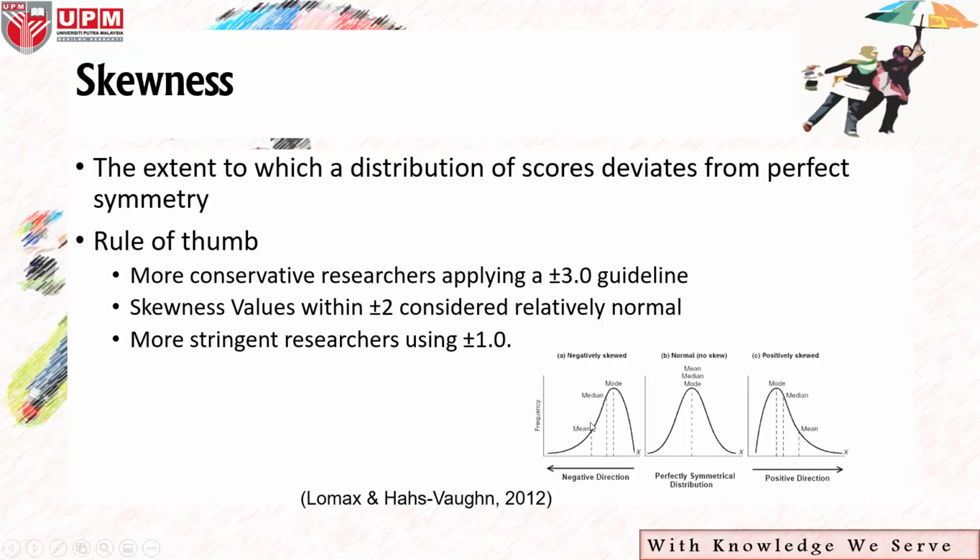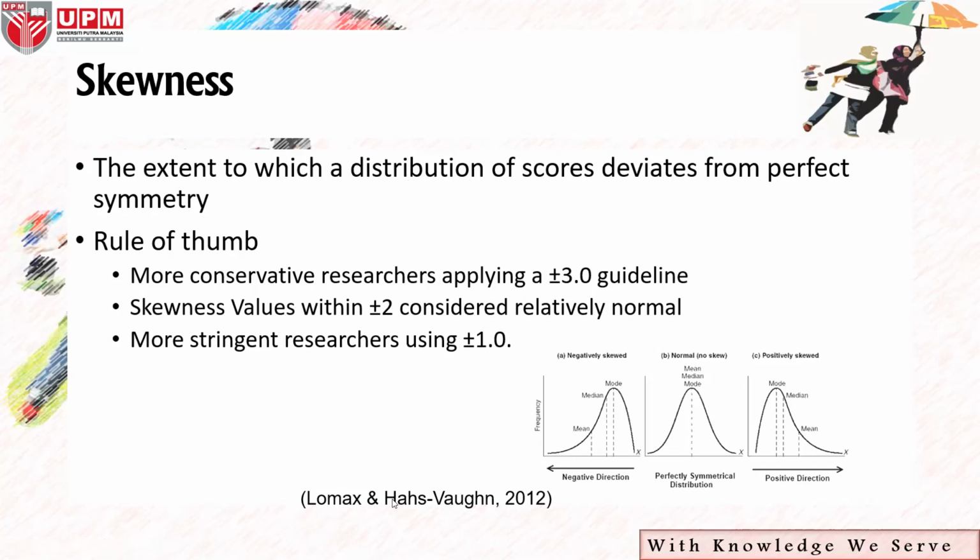When we locate our data on the x-axis, we make sure that our data falls within the range of plus minus 3. Or you can also use the cut-off point plus minus 2. If more stringent, you can use plus minus 1. But as a general guideline, you can use plus minus 3. If you want nice data, plus minus 2 as a guideline. Okay? So in terms of skewness, there are 3 types of skewness. We have negatively skewed, normal data, and positively skewed.